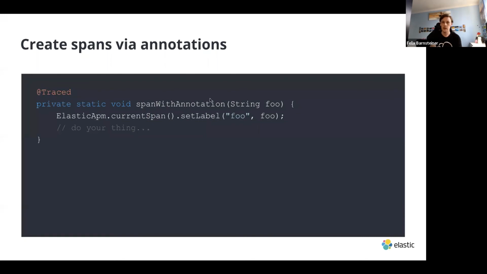And then you're still able to just get a hold of the span which is created by this by just calling current span. And then you can customize the span. You can set custom labels, maybe based on the method parameters even, or you can set a custom name, for example, or a different timestamp or whatever.